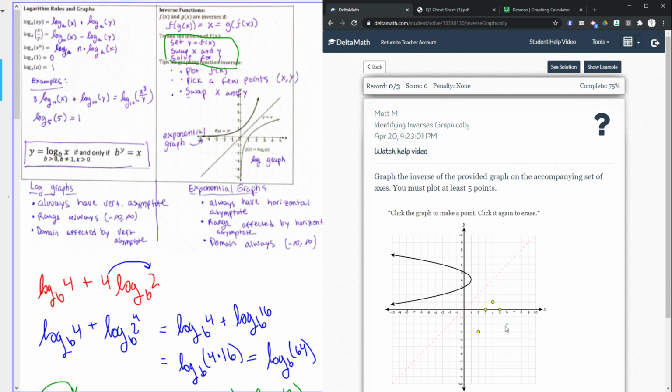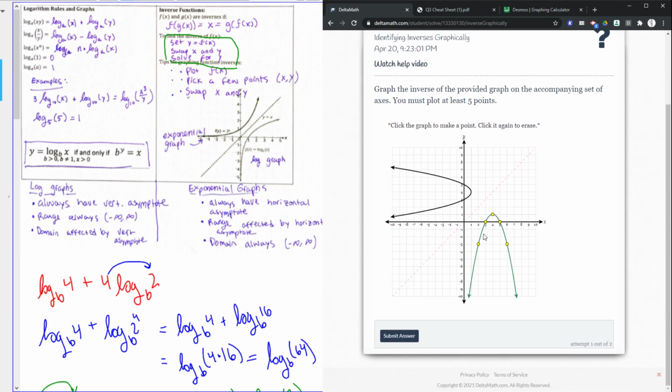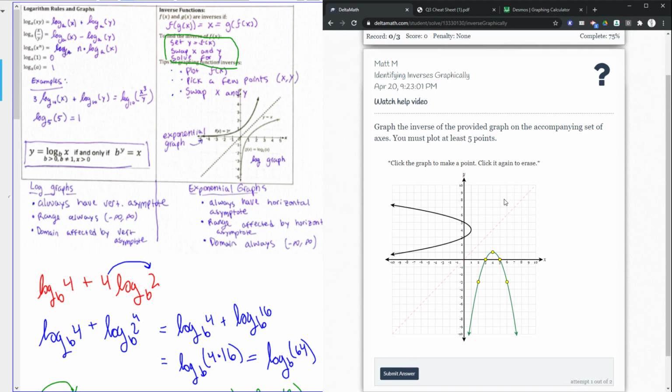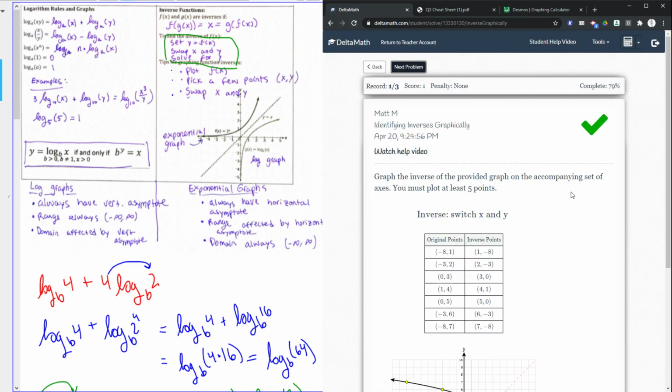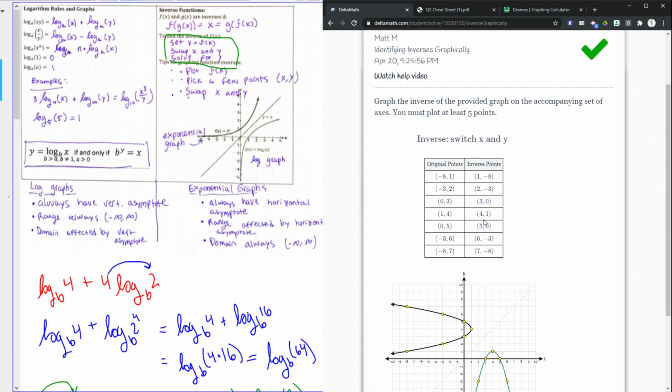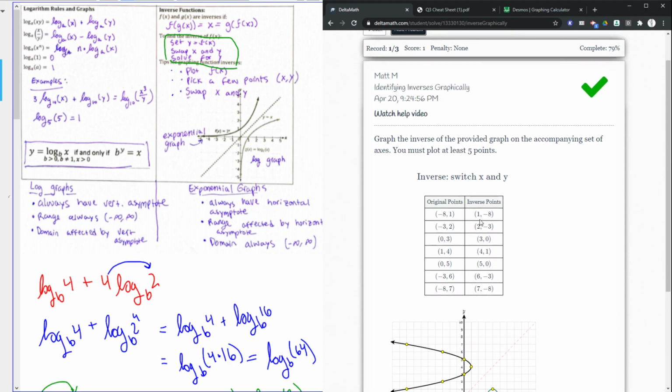And you can kind of see some symmetry here. So we have -3, 6. So go over to 6, down to -3. Once you plot the 5th point, it plots the graph for you. And remember, this should look like it's been reflected over the line y equals x, this dotted line here. Awesome. They even give you a little table where they switch the x's and y's for you. Nice.